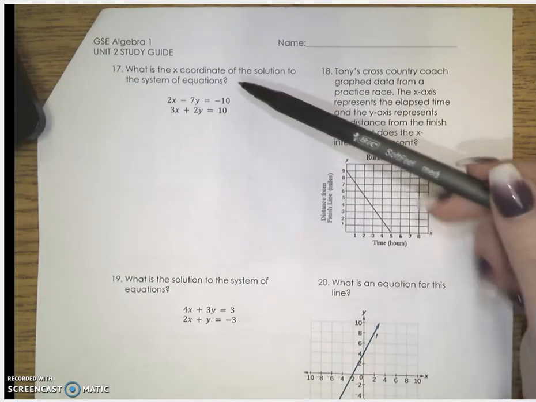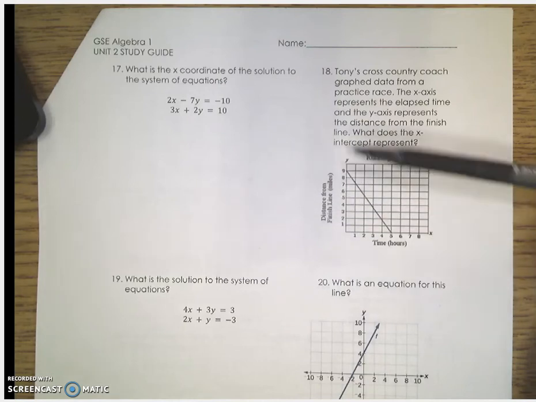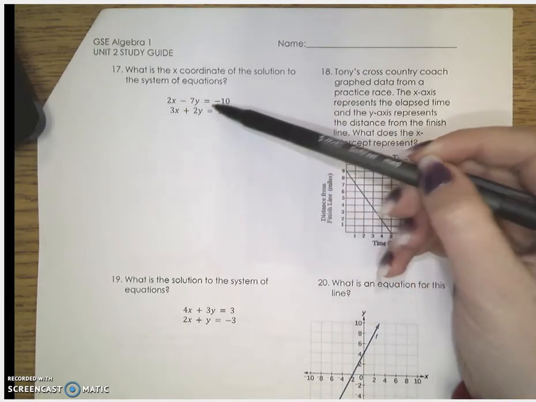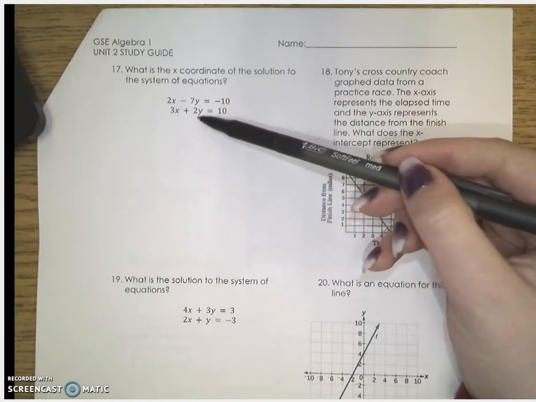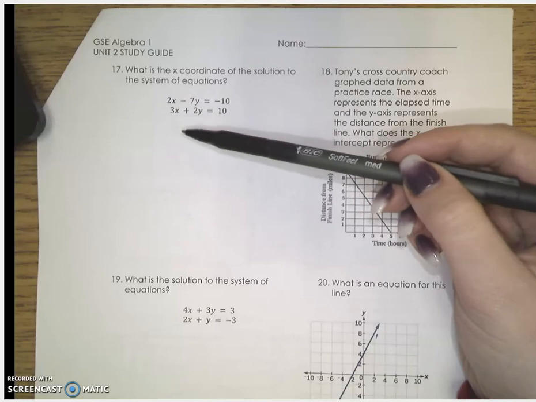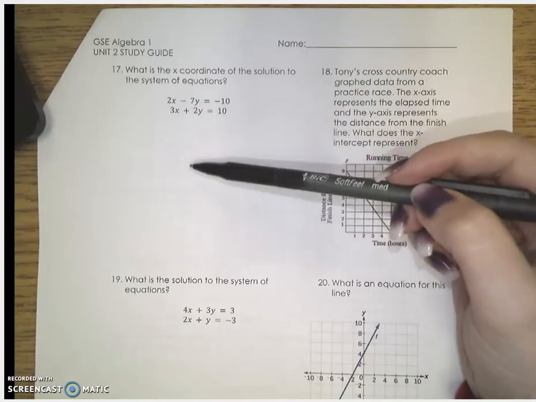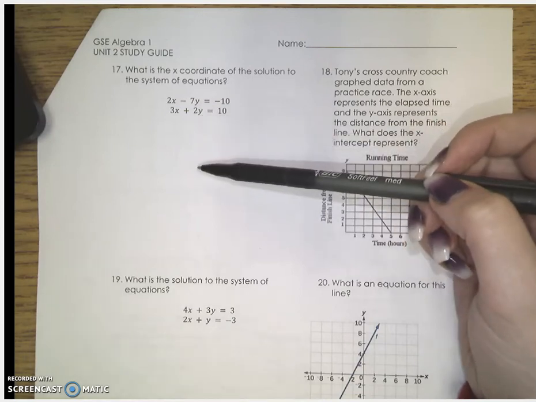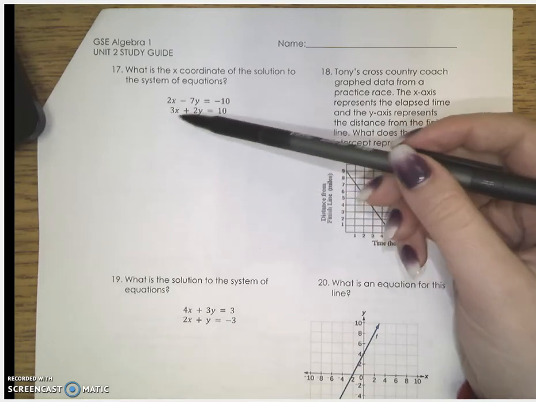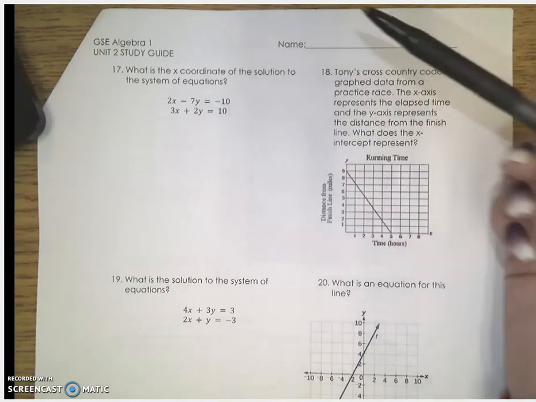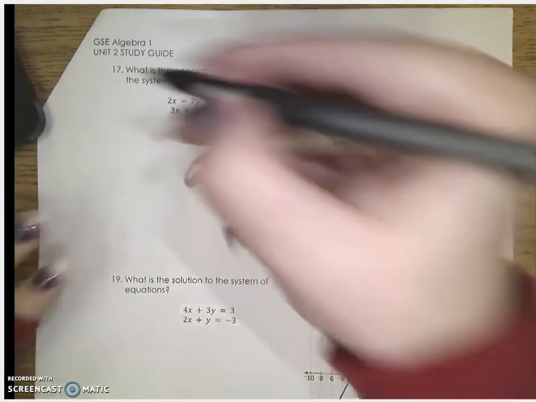And this problem is asking us for the x-coordinate of that system. So I have 2x minus 7y equals negative 10 and 3x plus 2y equals 10. And the first thing I need to look for is whether I have a zero pair. 2x and 3x does not cancel out. Negative 7y and positive 2y does not cancel out. Because there is not an easy way for me to get from 2 to 3 or from 2 to 7, I know I'm going to have to multiply both of my equations.